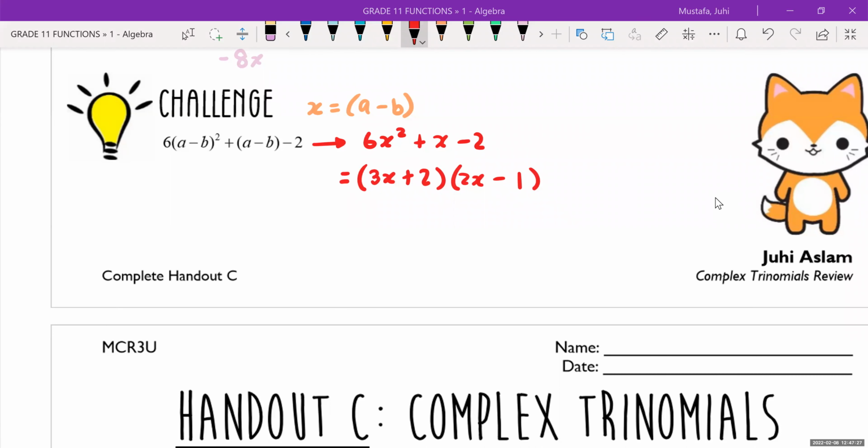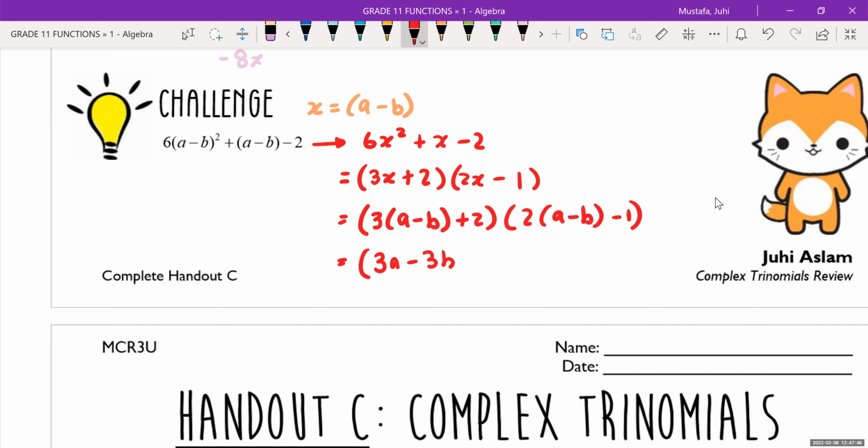All right, so I got 3x plus 2 and 2x minus 1. Now I'm going to bring back my a minus b. You may have to keep brackets, though, because you will have to distribute this. So it's going to be 2 times a minus b minus 1. And then at the very end, I'm just going to distribute the 3 to both of those. So it'll be 3a minus 3b plus 2. And this will be 2a minus 2b minus 1.